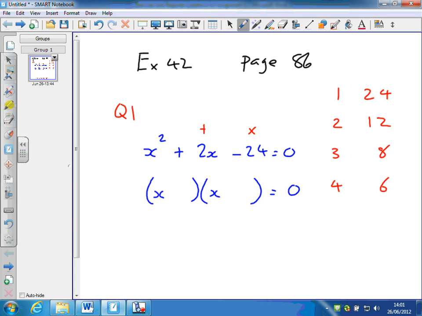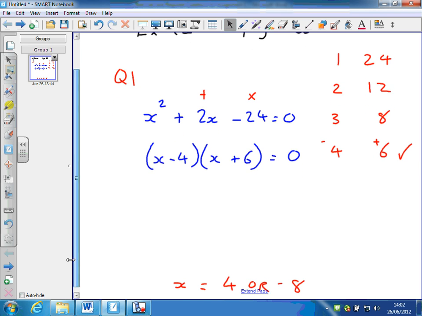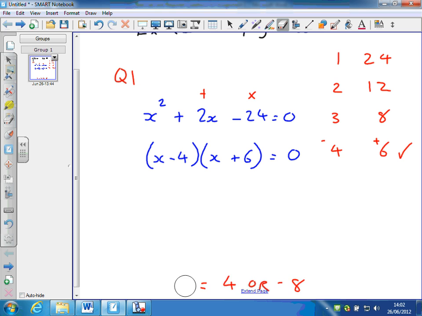So looking at the combinations, how can I make 2? Well, it's got to be this combination here, and if I'm going to add them together, this is going to have to be negative and this is going to have to be positive, because minus 4 plus 6 gives me my plus 2. So the numbers that go into the brackets are minus 4 and plus 6. So I've factorised this left-hand side now. What that means is that this is another way of writing the left-hand side of the equation.